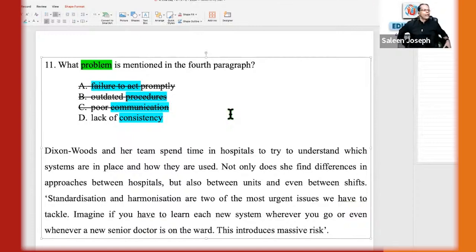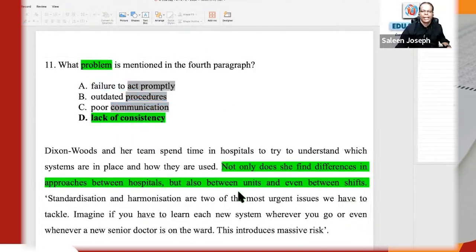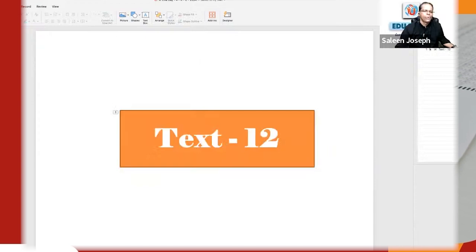There are some people who write an exam, then they don't study for 4 months. No consistency. Then they lose their competency. Again they try sometimes, then they write again. Then they lose some module or subtest, then they stop practicing. So consistent practice is the key to success. Hope that is clear. Yes, it is clearly given here: not only does she find differences in approaches between hospitals, but also between units and even between shifts. That same problem is explained throughout the paragraph. We'll go to number 12.